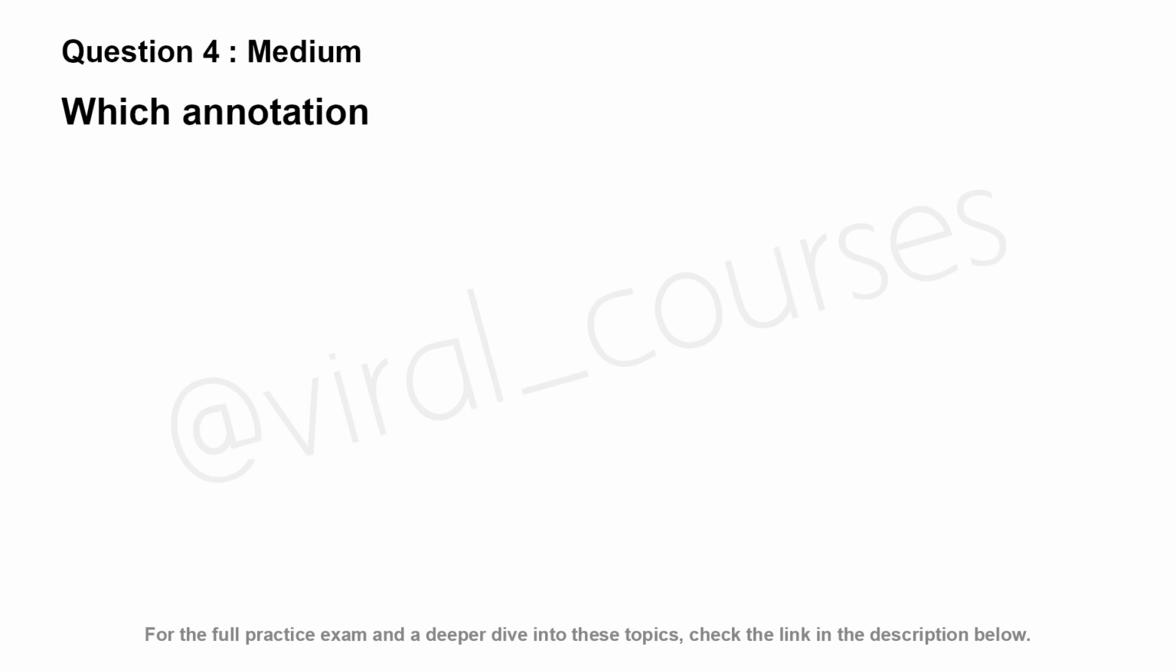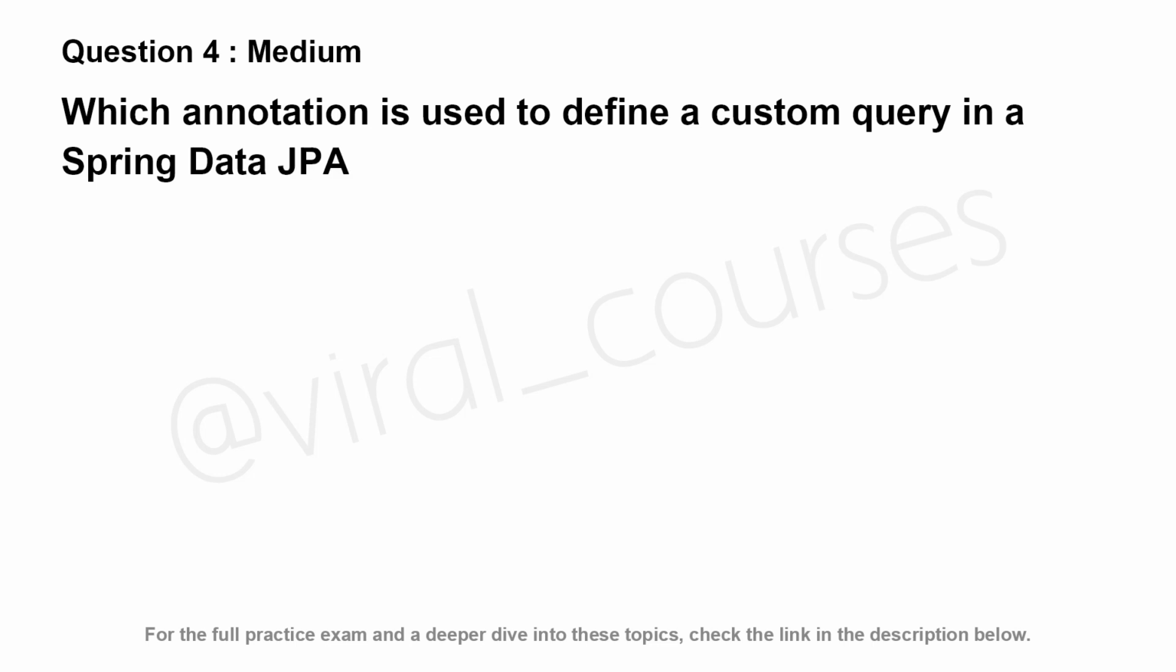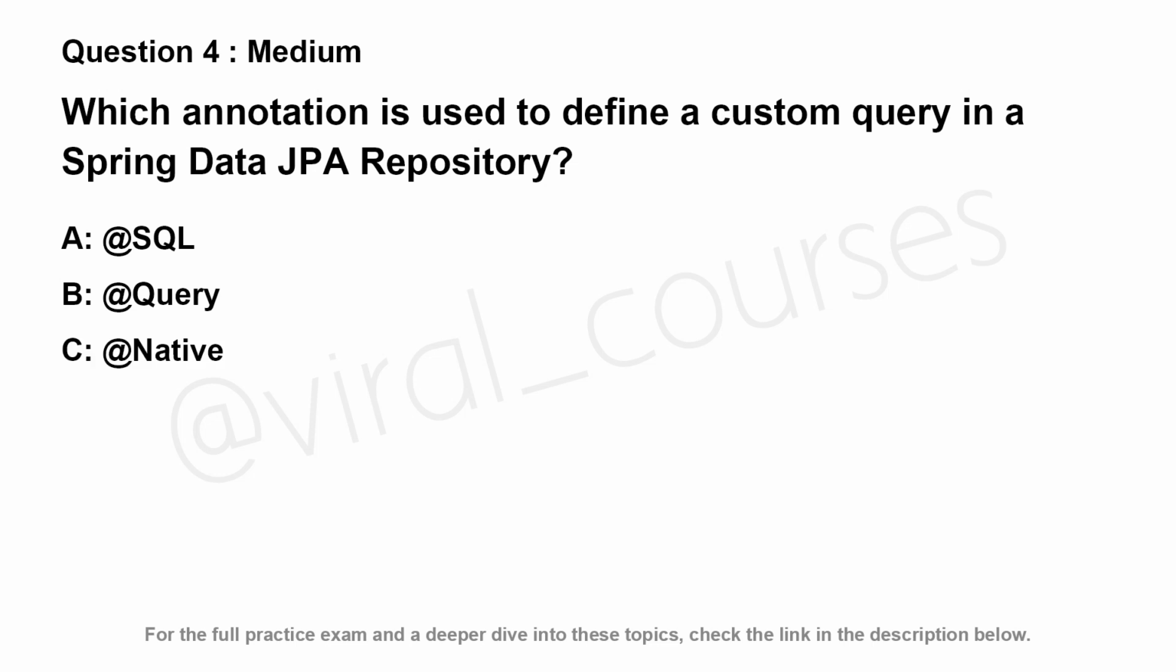Which annotation is used to define a custom query in a Spring Data JPA repository? Option A. @SQL. Option B. @Query. Option C. @Native. Option D. @Select.